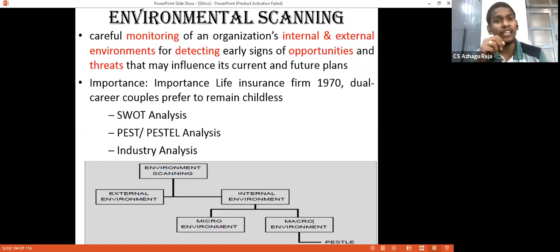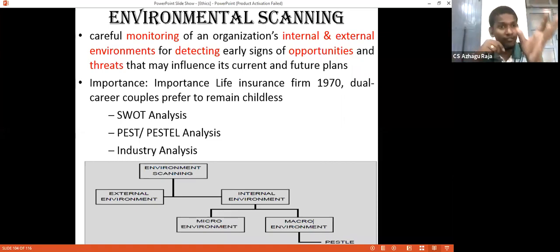Environmental scanning is the careful monitoring of an organization's internal and external environment for detecting early signs of opportunities and threats that may influence its current and future plans. So what does that mean? When I am starting up a business, I should not only see what is a plus or a minus for me. I should also see the pluses and minuses outside the organization, that is the external environment. External means competitors, suppliers, government policy, and so on, which you also need to take into consideration.